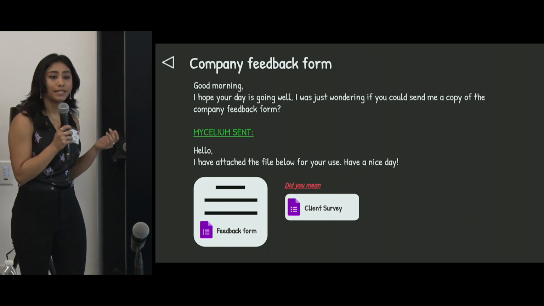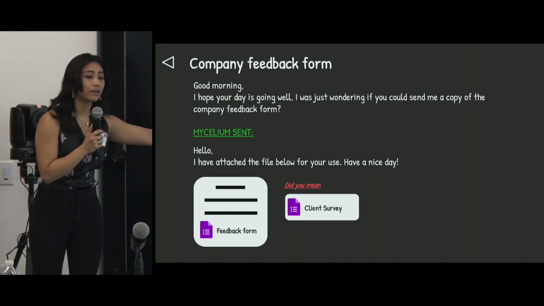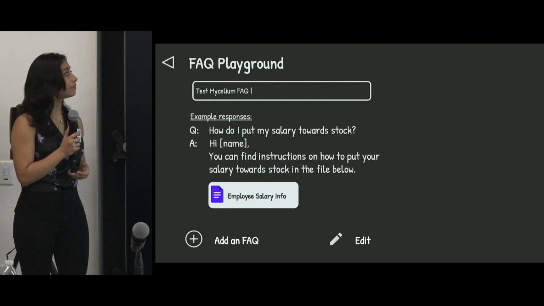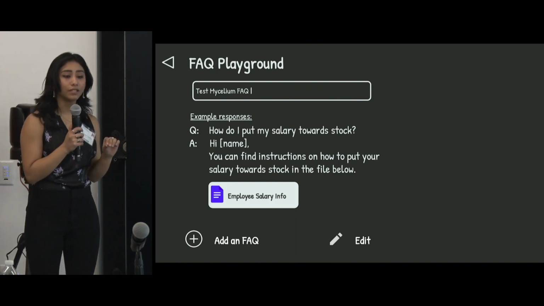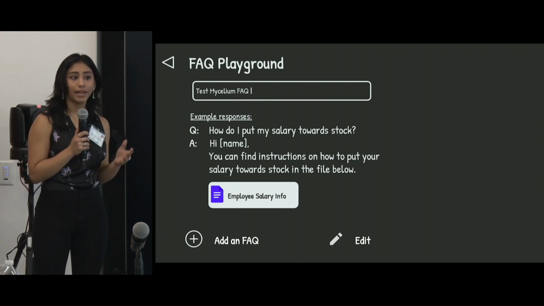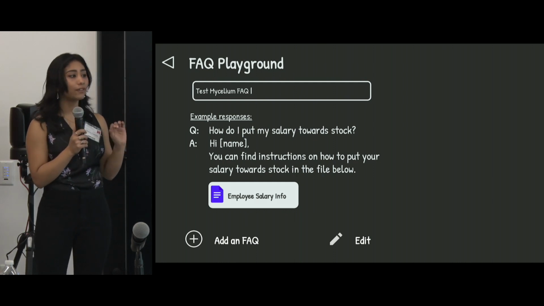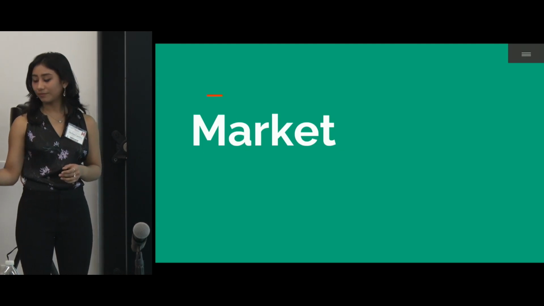Here, Mycelium finds and sends out a file based on a description and suggests to the user alternative files in case of a mistake, reducing potential cleanup for the user. Mycelium's FAQ Playground allows users to test questions against their own Mycelium. And if a user isn't satisfied with how Mycelium approaches a question, they can flag and correct it for future use. Our initial market is human resources management.